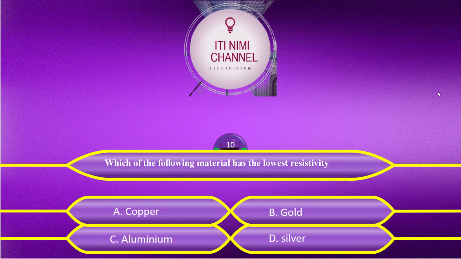Which of the following materials has the lowest resistivity? Copper, gold, aluminum, silver. The answer is silver.